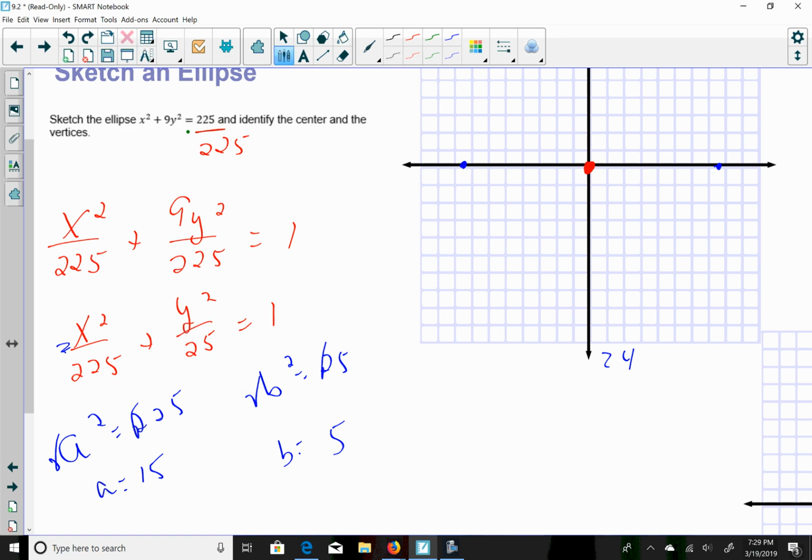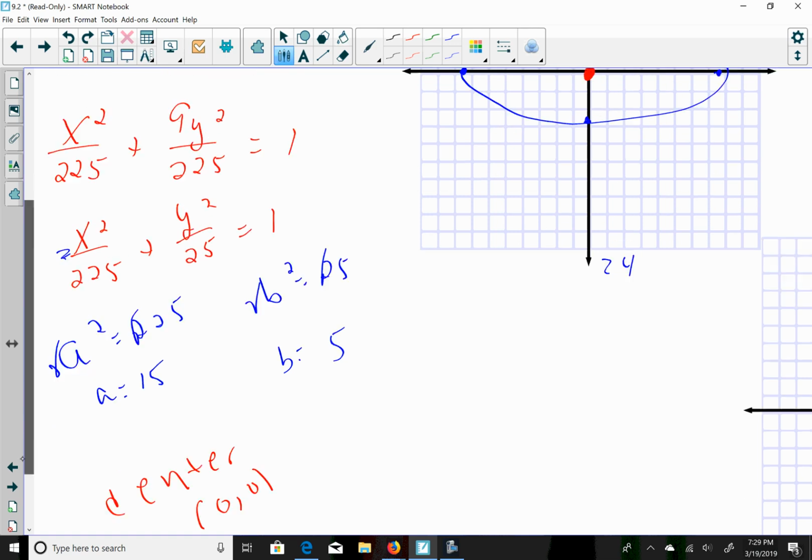And then my b will be 5. So 2, 4, 5. I had to make each one 2 to fit my graph on here. And that is my sketch of my ellipse. Oh, it wants me to identify the vertices too, so I should probably write those down.